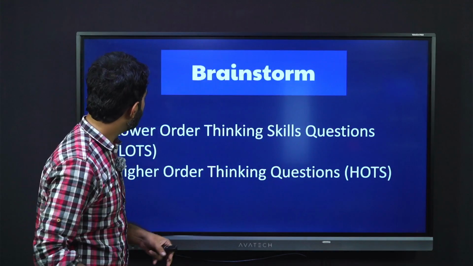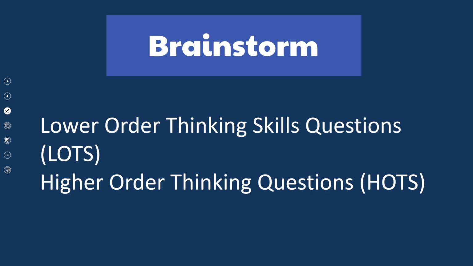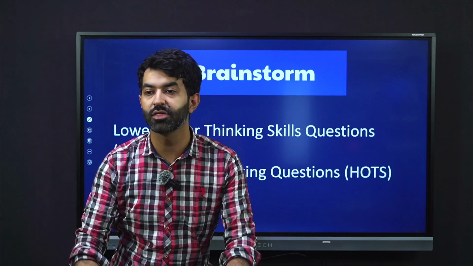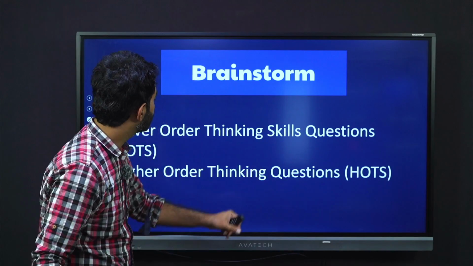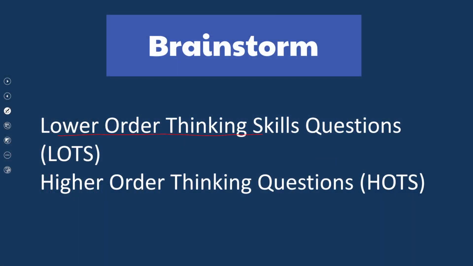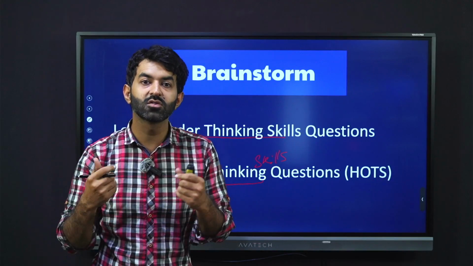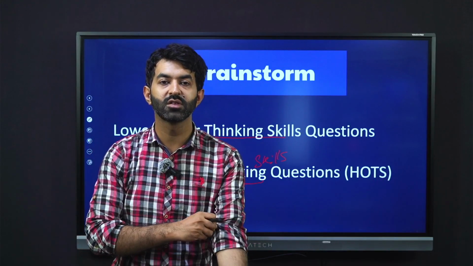Let's see. So we have categorized these questions according to lower order thinking skills and higher order thinking skills. Lower order thinking skills, LOTS in short, is an acronym that says lower order thinking skills questions. And then we have higher order thinking skills questions, which we call HOTS. Obviously, lower order thinking questions require you to think less and find the answer as soon as possible with minimum effort.